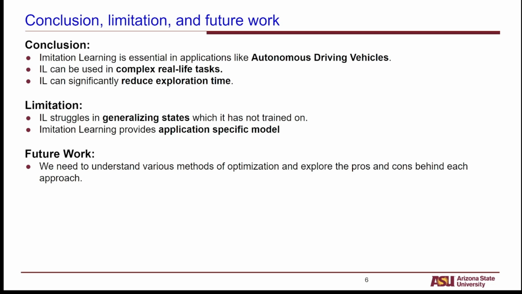Moving on to conclusions and limitations, we've seen how imitation learning is essential in complex real life tasks. It definitely has issues in generalizing to states it has not been trained on. Coming to future work, we need to understand various optimization methods and weigh the pros and cons.